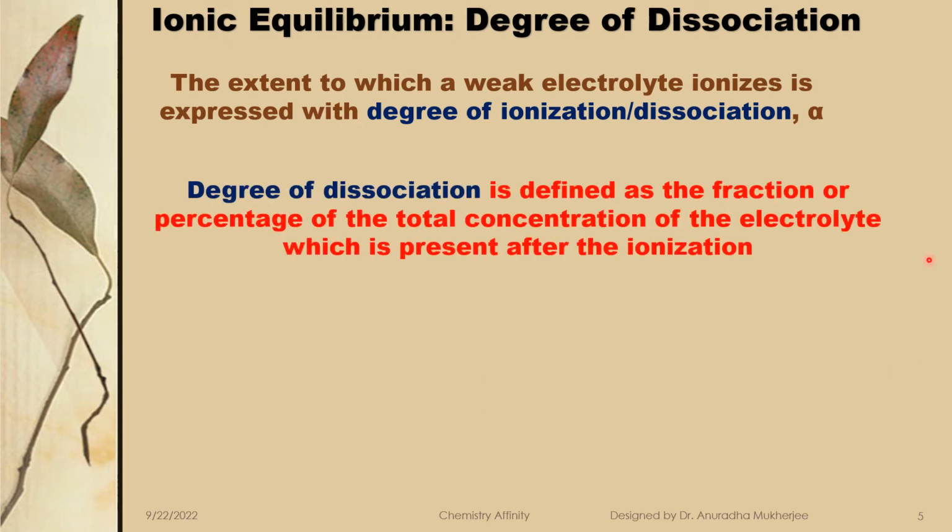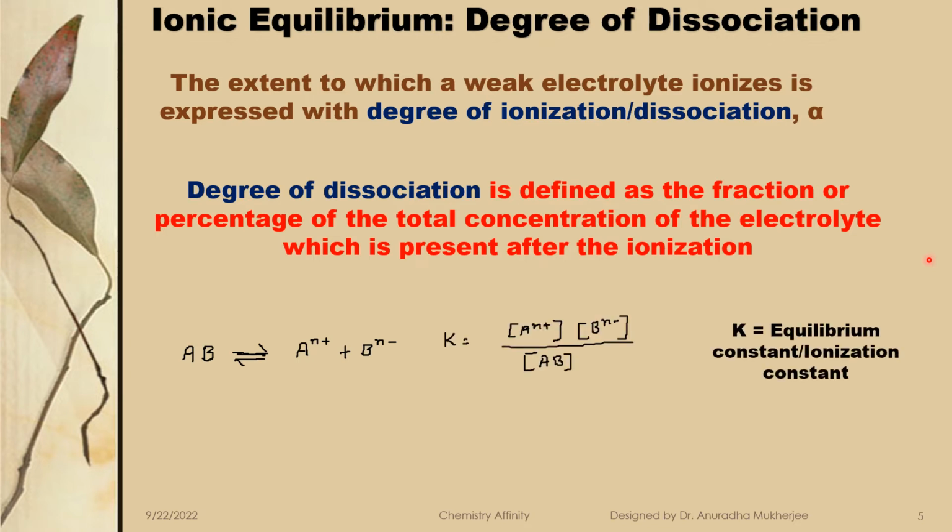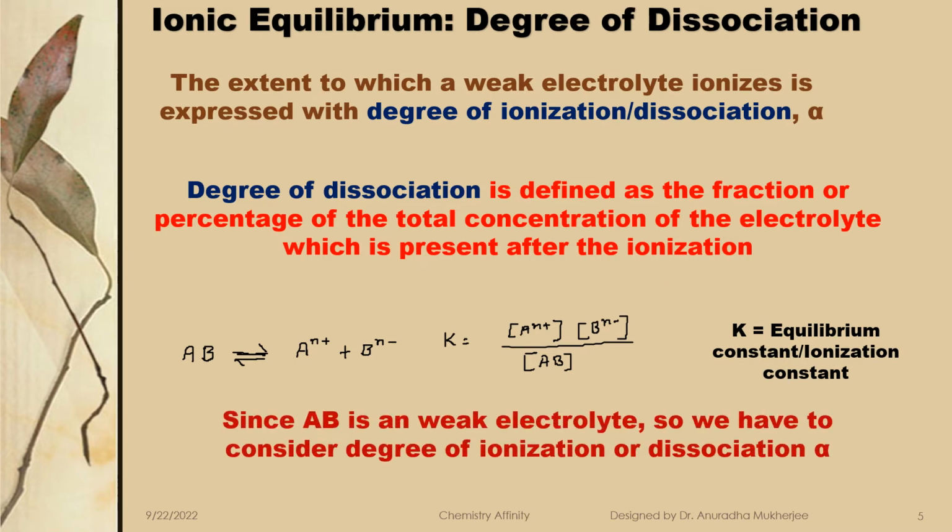When we explain ionic equilibrium, we come across a new term called degree of dissociation or degree of ionization. Since ionic equilibrium means we are dealing with weak acids, bases, or electrolytes, they undergo partial dissociation. So the degree of dissociation defines the fraction of the total concentration of the electrolyte which is ionized. We can explain the degree of dissociation using an example.